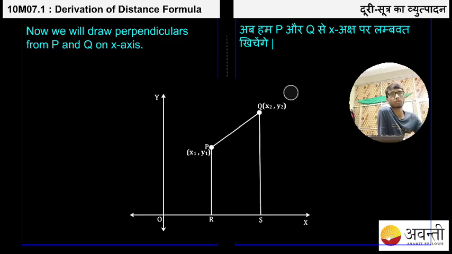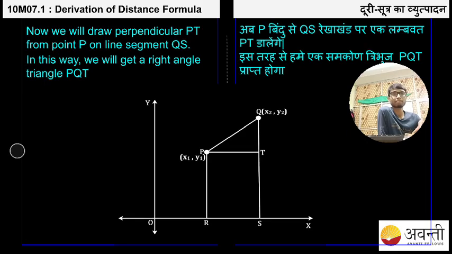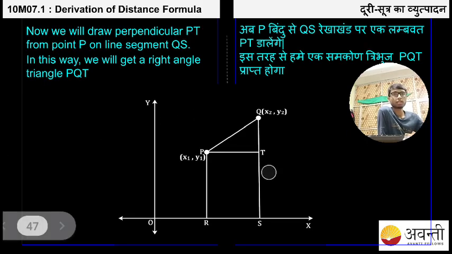Now we will draw the perpendiculars from P and Q on the x-axis. By drawing the perpendiculars, we are able to visualize what is happening. We are getting a right angle triangle, a Pythagoras triangle. This is forming the base, and this is forming the perpendicular.